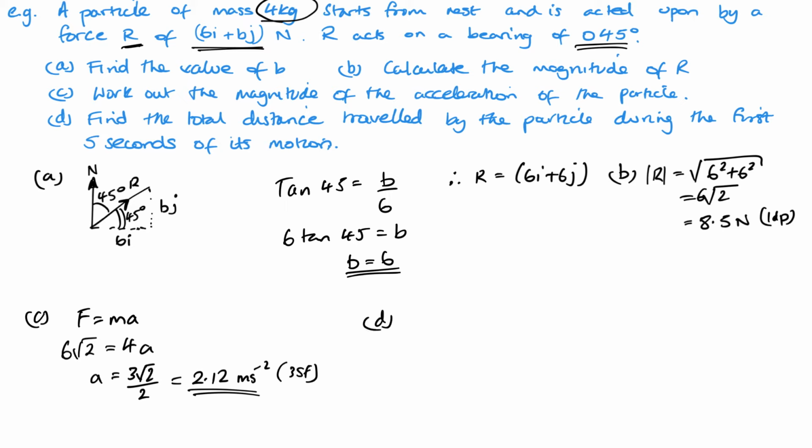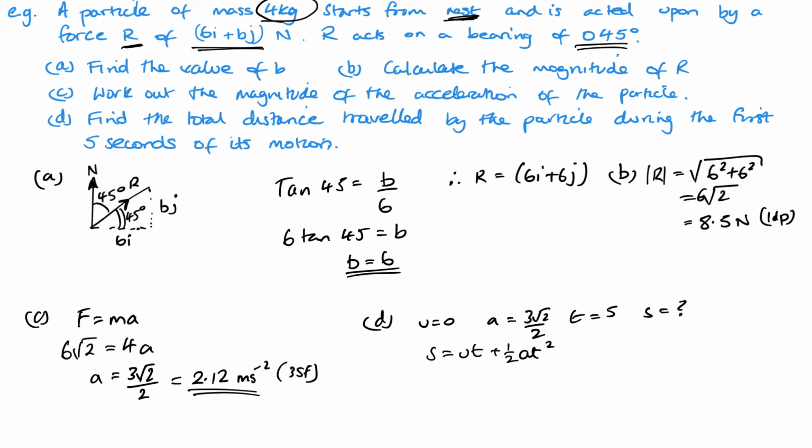And part D, find the total distance travelled by the particle during the first 5 seconds of its motion. So this is now equations of motion. So we got U equals 0 as it starts from rest. We know the acceleration is 3 root 2 over 2. We know time is 5 seconds. And then S is what we're trying to find, that distance. So that means we need to use S equals UT plus a half AT squared.